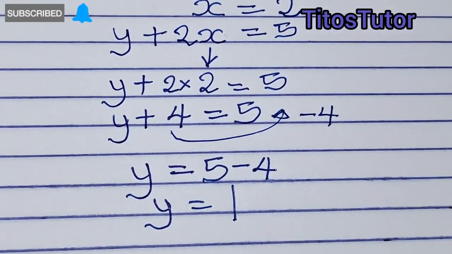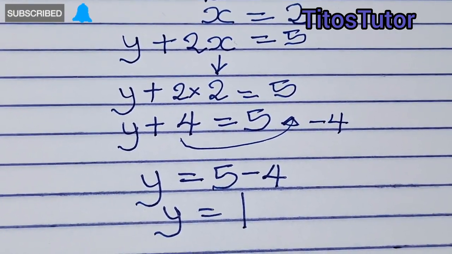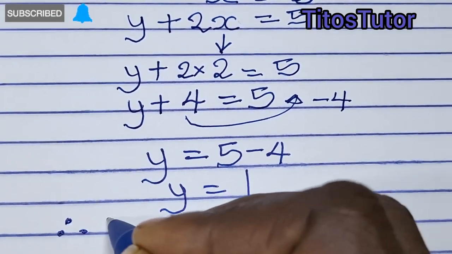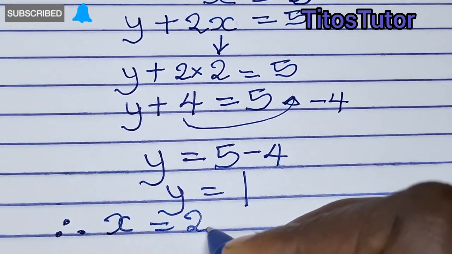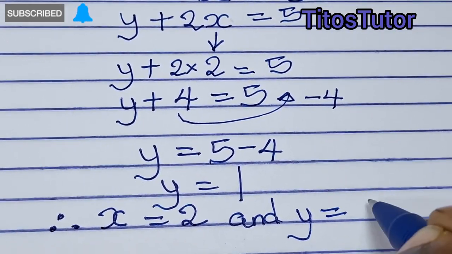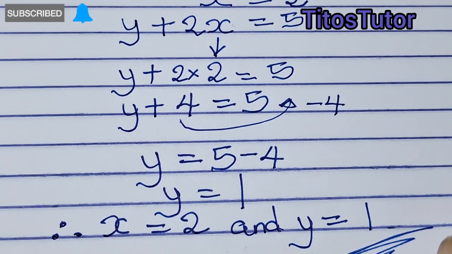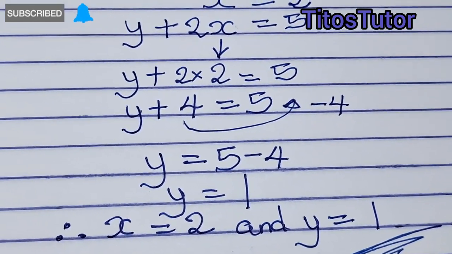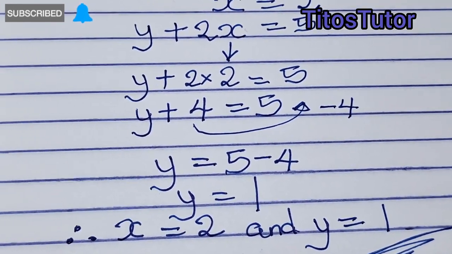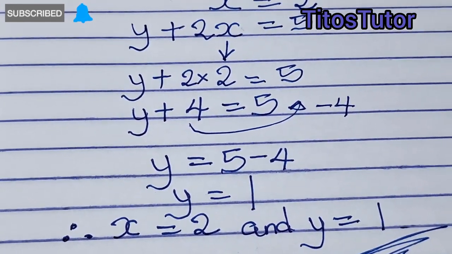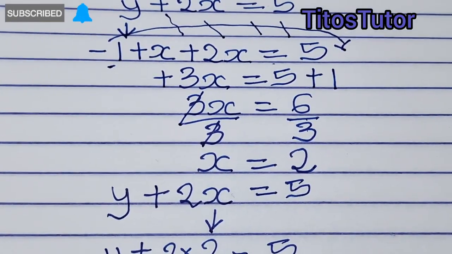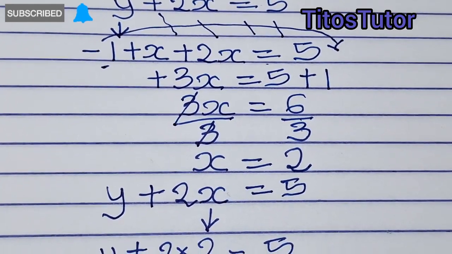Can you see? I have solved for x and I've solved for y as well. So final answer. Therefore, x is equal to 2 and y is equal to 1. And I'm done. See, you can actually check if your answer is correct or not. How do you do that? You choose any of the equations again, put in x as 2, put in y as 1, and check if you get your answers.